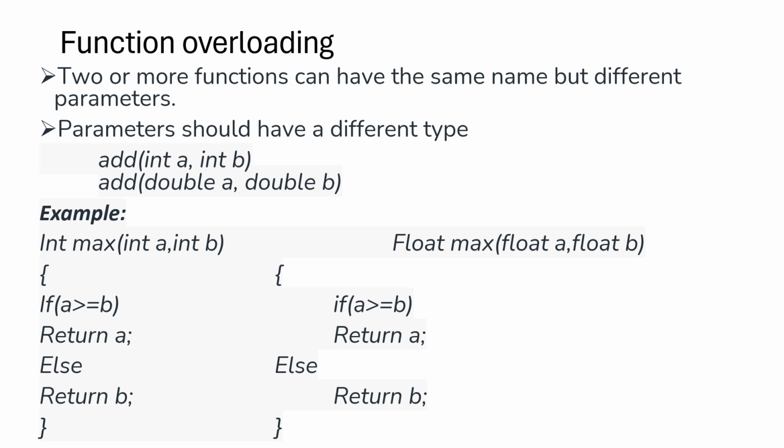So max is the same function name here with integer a comma b. In the other, float can be used, but inside the process, the concept, everything is the same. Same function name, just it performs a different task. This performs the integer type, and this performs the float type. That's the difference.